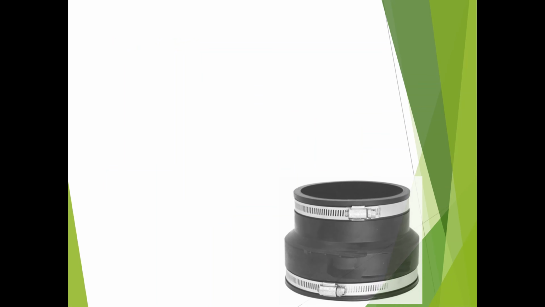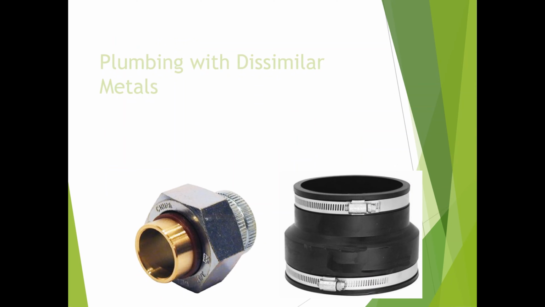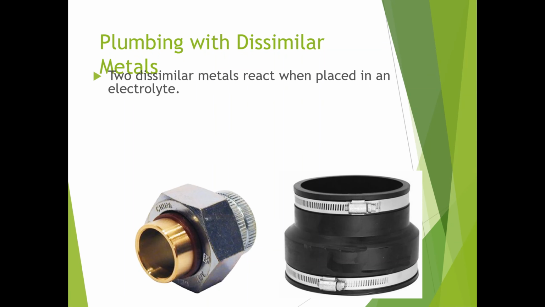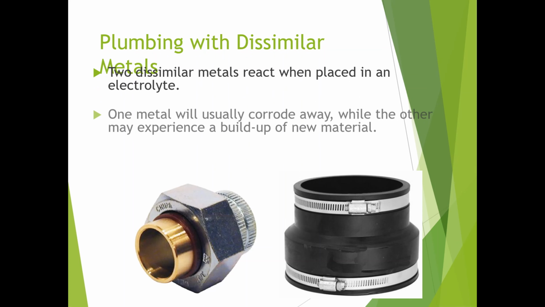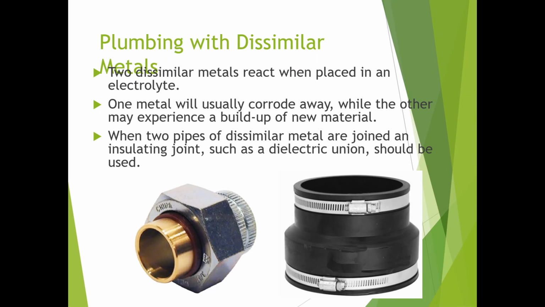Plumbing with dissimilar metals. Two dissimilar metals react when placed in an electrolyte. One metal will usually corrode away while the other may experience a build-up of new material. When two pipes of dissimilar metals are joined, an insulating joint such as a dielectric union should be used.